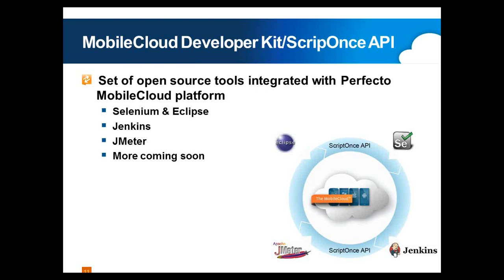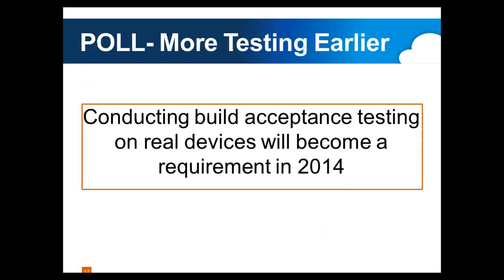What we already provide today from our MobileCloud Developer Kit is the Selenium and Eclipse, and this is part of today's webinar. We are also providing Jenkins integration for continuous integration and load testing solution connecting us to JMeter. So for those of you who are interested, we are also enabling JMeter integration as part of our mobile developer toolkit. We will also announce additional integration coming soon in the near future.